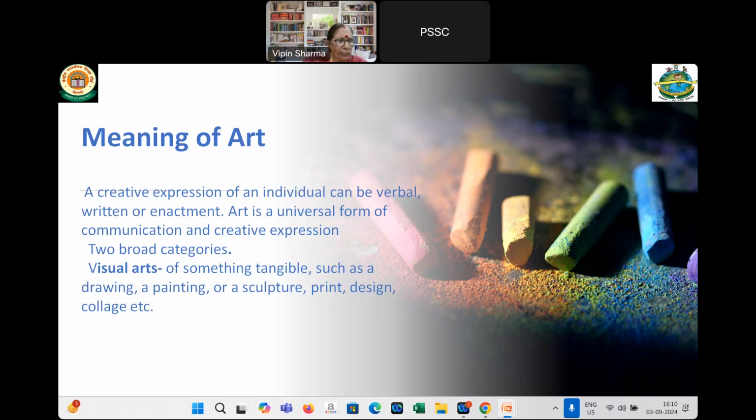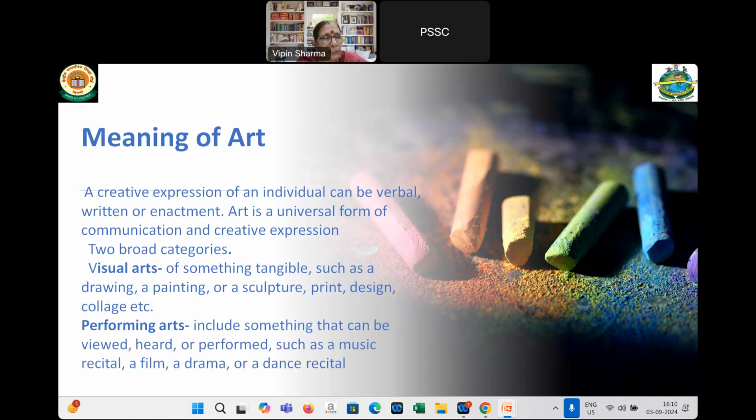So when we think of visual arts, we think of something tangible, like drawing, painting, sculpture, and it can be print, design, or collage. So the visual arts and the performing arts. This is the visual art of something, all we have mentioned. Another is performing art. So art, remember, has two aspects.